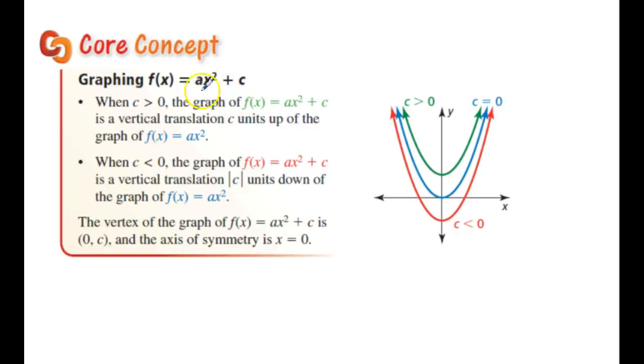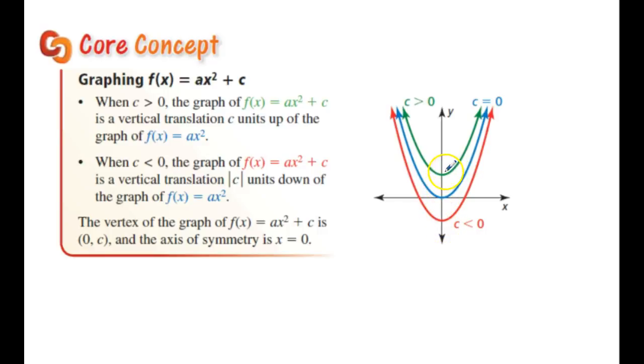I know that when I have this ax squared, that means I'm going to have a U-shaped graph. So when c is greater than 0, so if c is positive, my graph just moves up. And if c is less than 0, my graph moves down. And that also tells me how many units it moves.